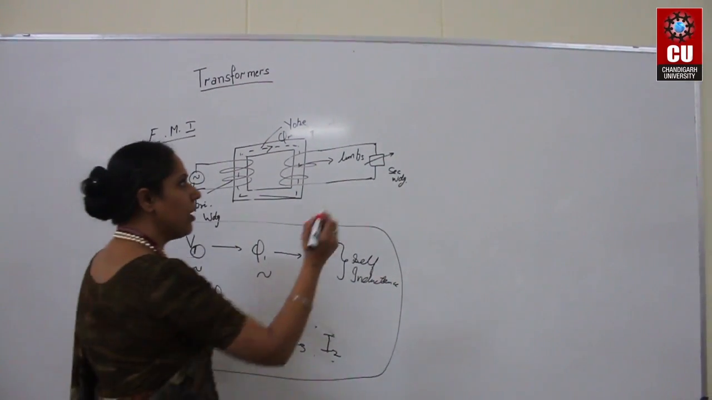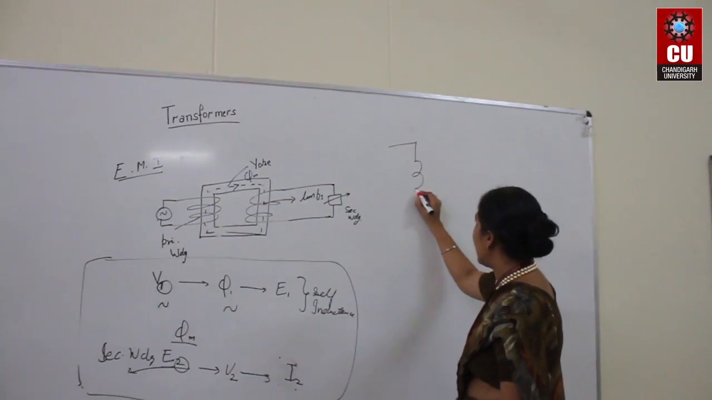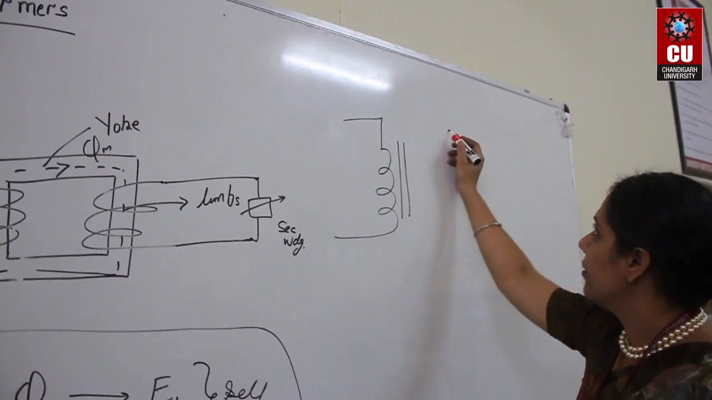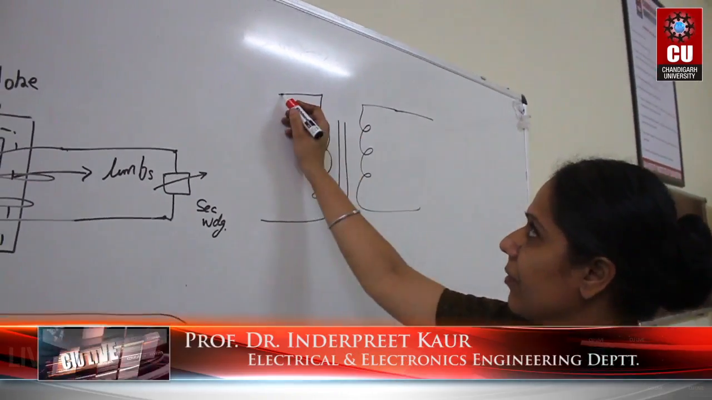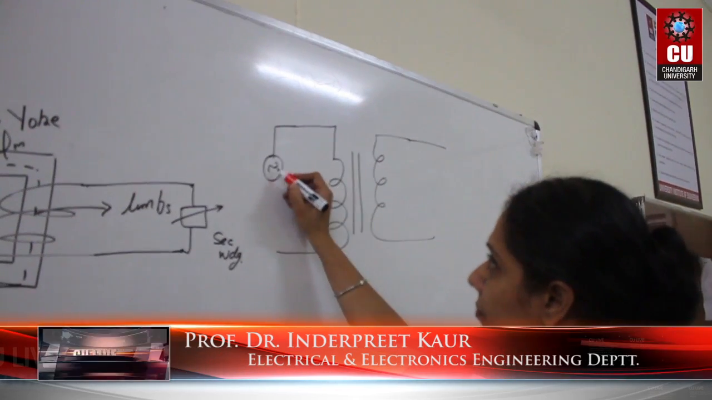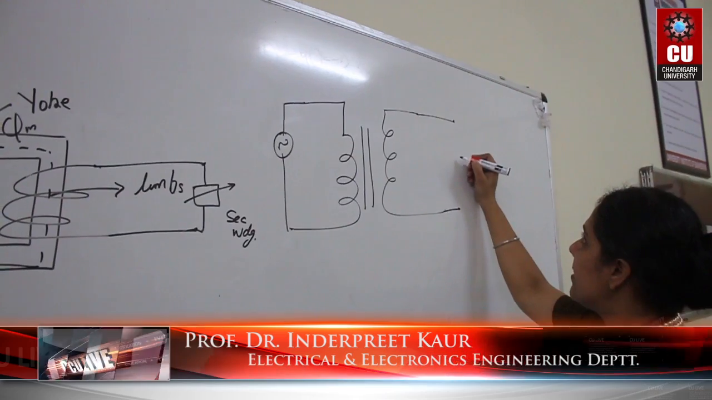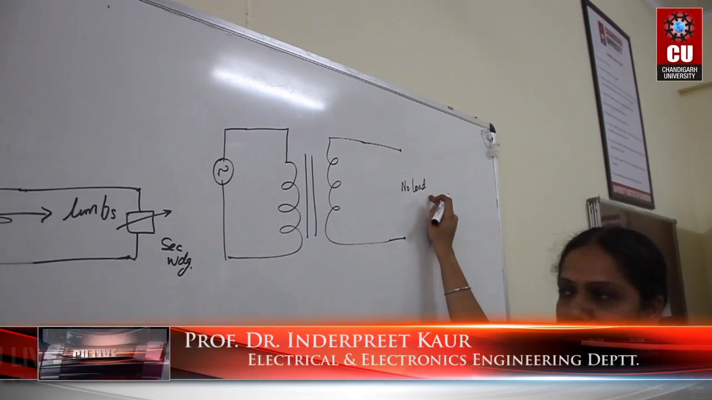I can show you, like this is the example normally we show as this is the primary winding, this is the core, this is the secondary winding. First we show this is no load. No load means when secondary is open circuit.